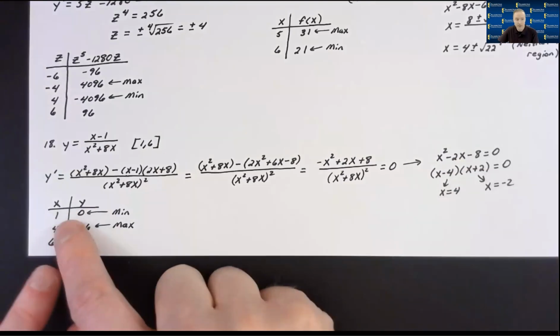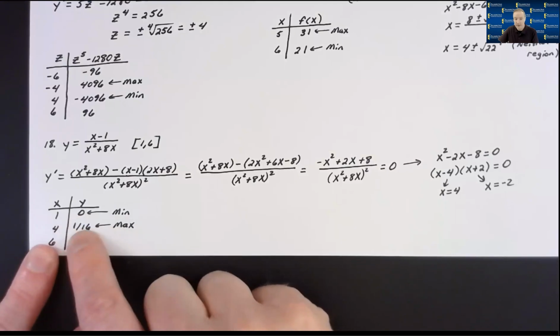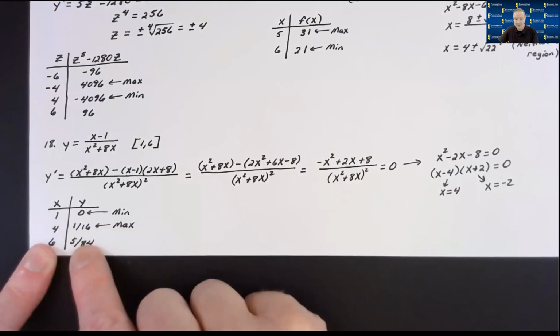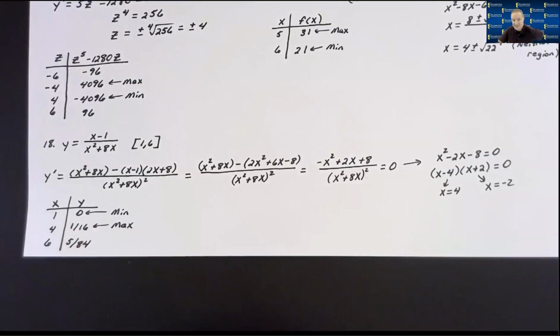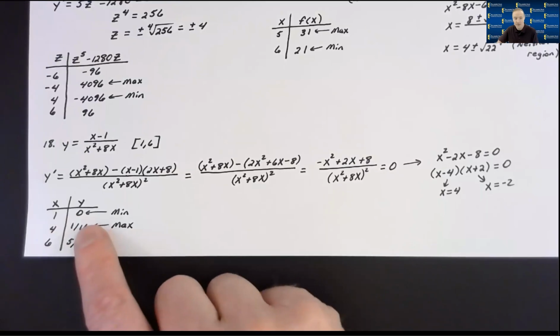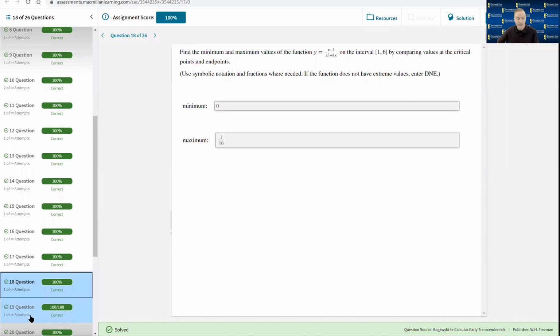You'll see when I plugged in a 1, I had a 0. When I plugged in a 4, I had a 1/16. And when I plugged in a 6, I had a 5/84. Well, that 1/16 is just slightly greater than 5/84. And 0 is clearly our minimum. So I went to Achieve and put 0 for my minimum value and 1/16 for the maximum. And that's what they were wanting.